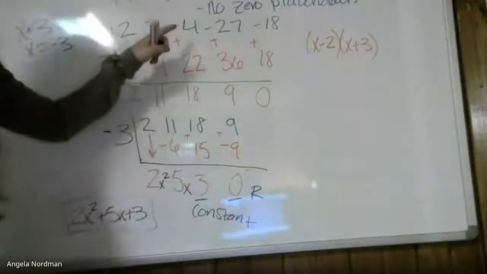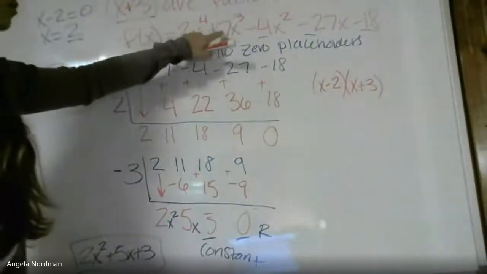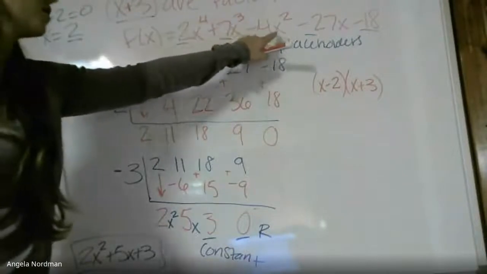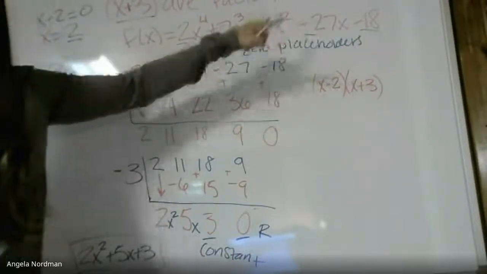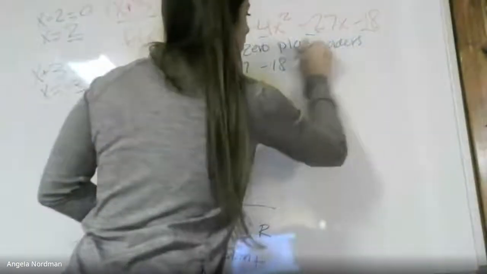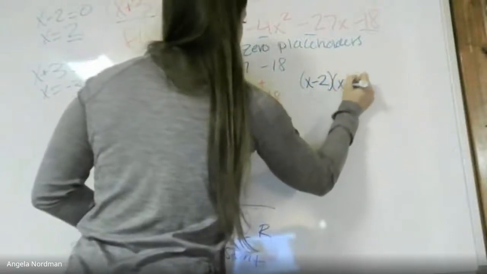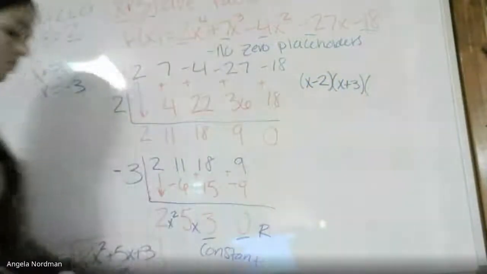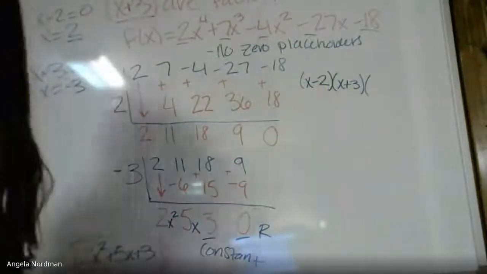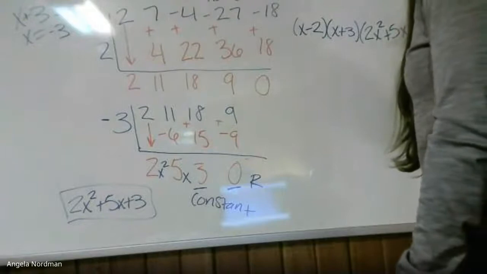So far, this polynomial function of 2x to the fourth plus 7x cubed minus 4x squared minus 27x minus 18 has been factored to, I'm going to write this over so I can fit everything, x minus 2 times x plus 3 times what I have down here, right? What I have down here, that is 2x squared plus 5x plus 3.